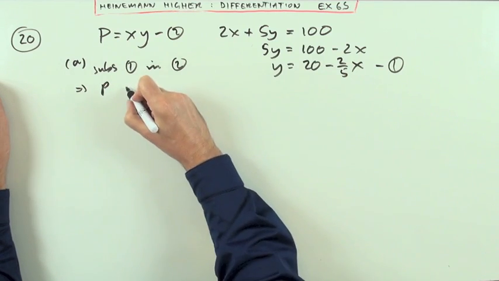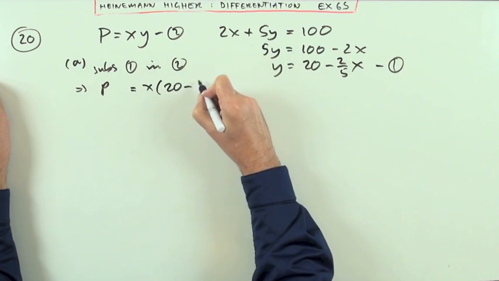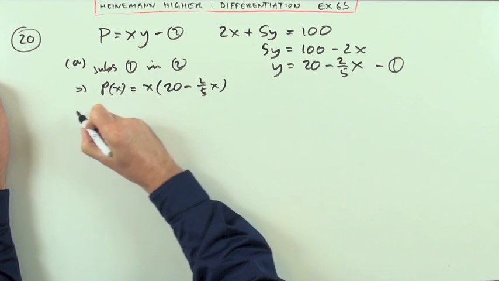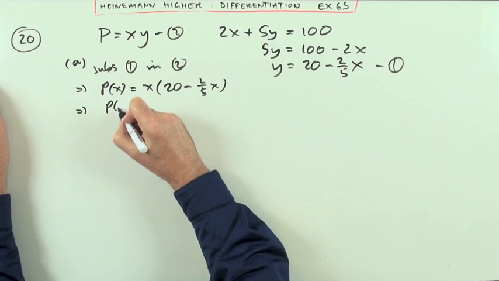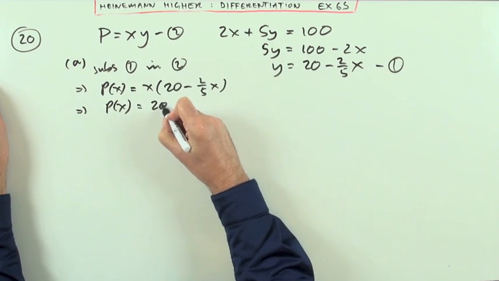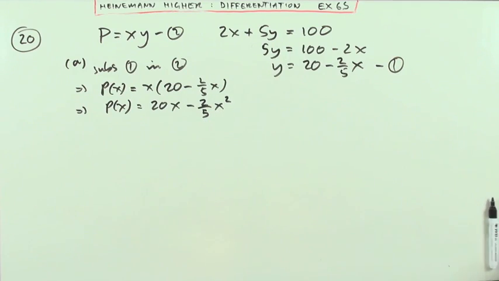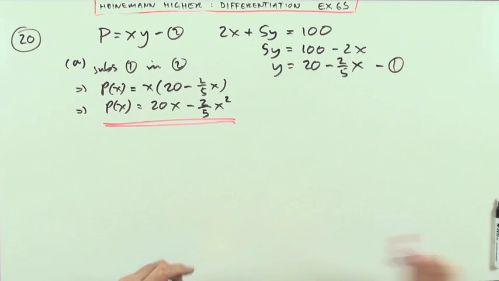That means 1 is now going to read x times whatever y is, 20 minus 2/5 of x, but since it's simply in terms of x, I'll emphasise that by saying p is now just a function of x, which means p of x is going to be 20x minus 2/5 of x squared. And there's the first bit. Right, that's expressed solely in terms of x.